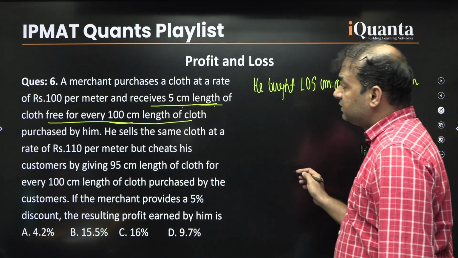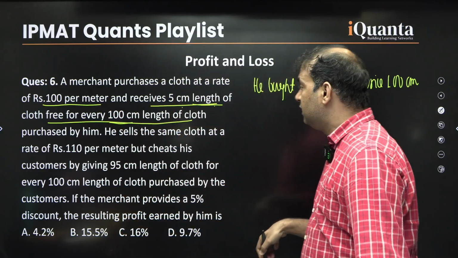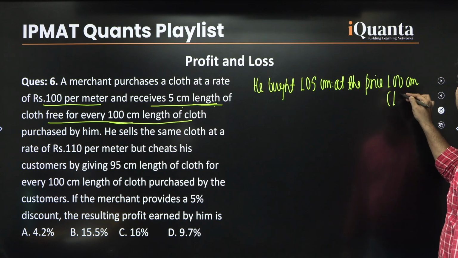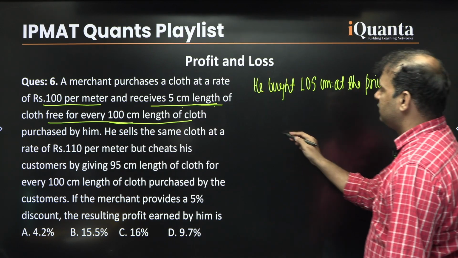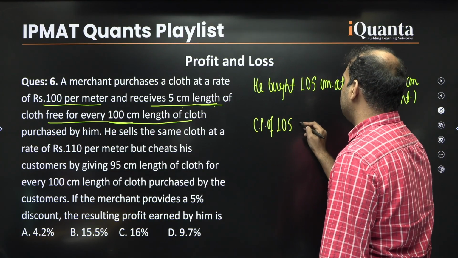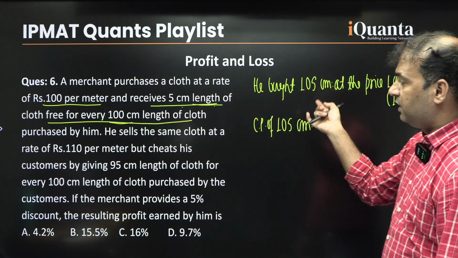So and what is the price, by the way? The price is 100 rupees per meter, right? So we can say what? And 100 centimeter obviously is equivalent to 1 meter, simple. So we can say that cost price of 105 centimeter for him is the price of 1 meter, and the price of 1 meter is what?